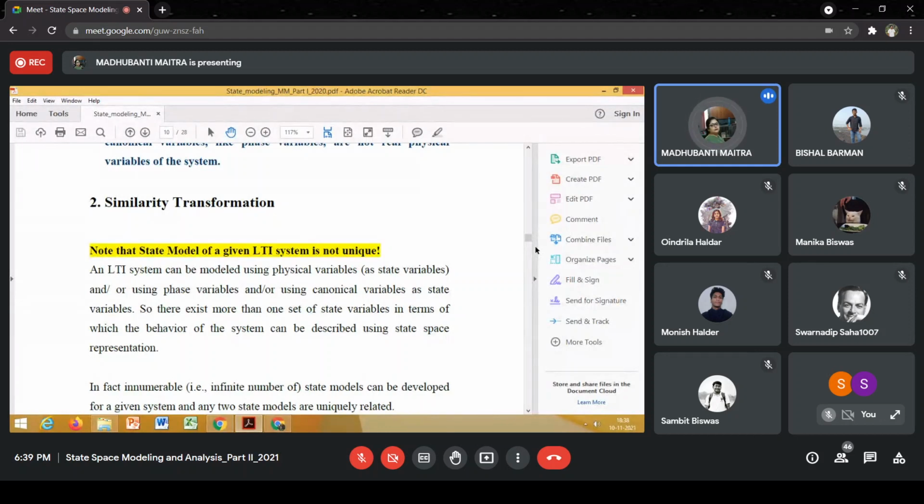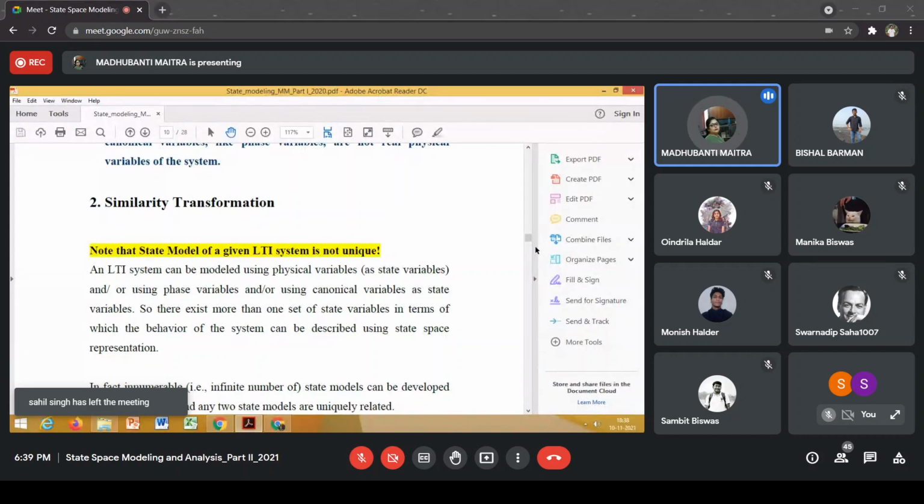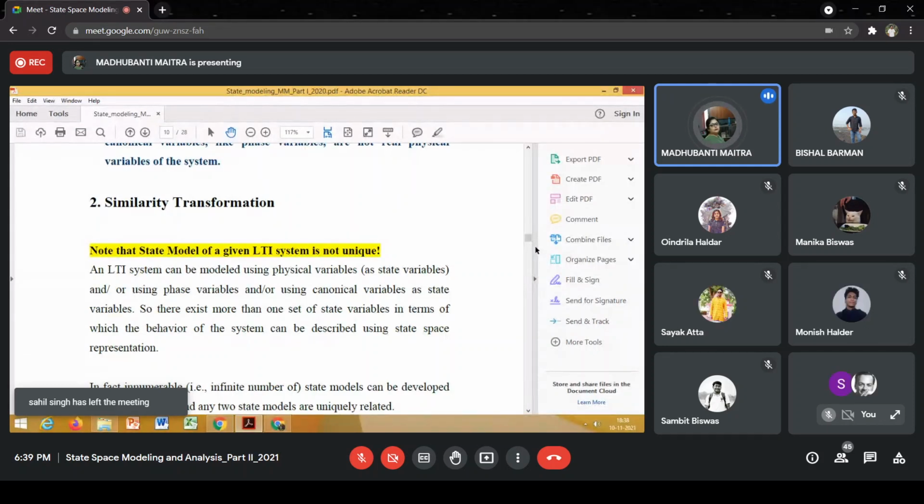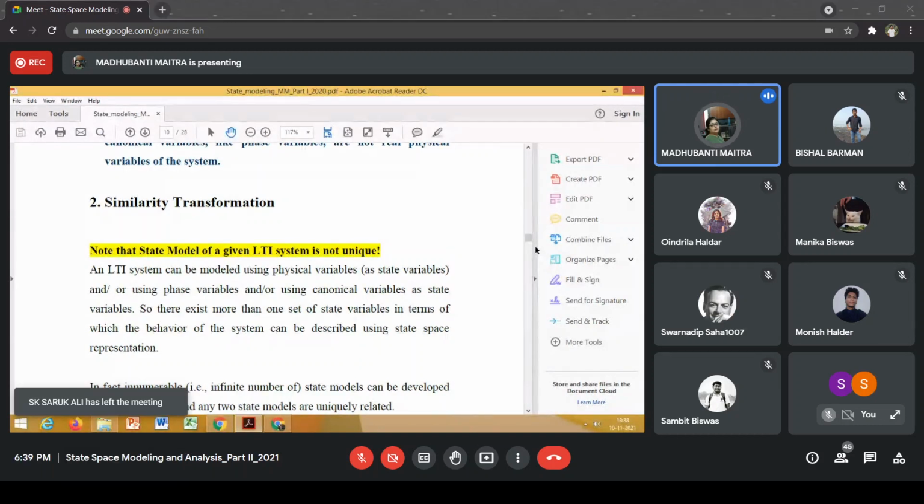So in the last class, we discussed that given a system, we can obtain its state model in various forms, right? We can use physical variables, phase variables, canonical variables. So our conclusion is that for a given system, the state model is not unique. And this fact can be proved mathematically, and that proof is known as similarity transformation, right?